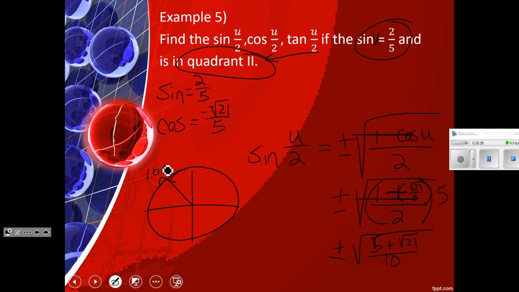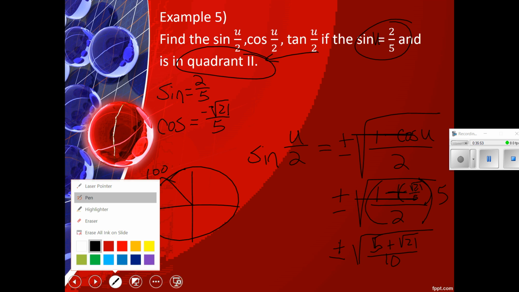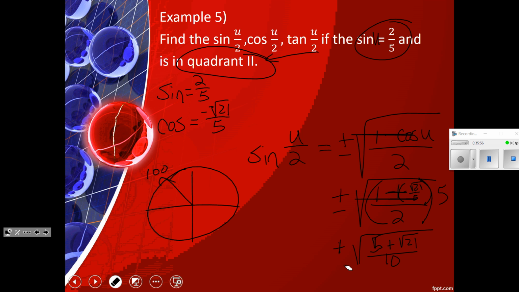So my answer needs to be where, yes, I started in quadrant 2, but when I take half of it, it will end in quadrant 1. So would it be positive or negative? Positive. Okay? So here's what I'd like for you to do. I want you to see if you can find the cosine and the tangent now that I've done the sine for you. So you're still going to use these two right here and plug those in to the formulas and see where you end up.